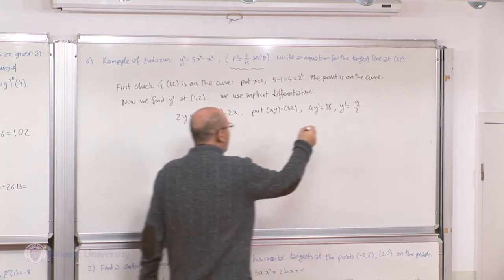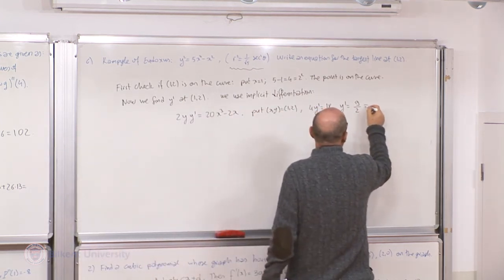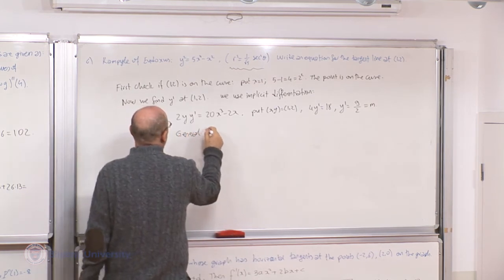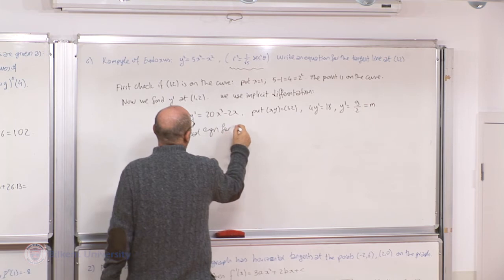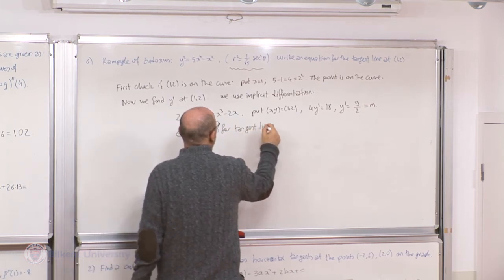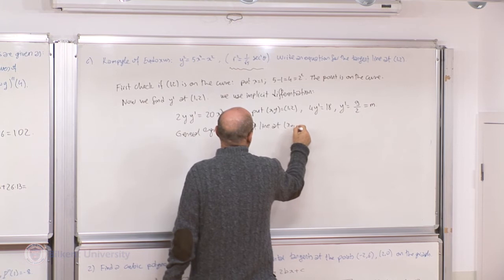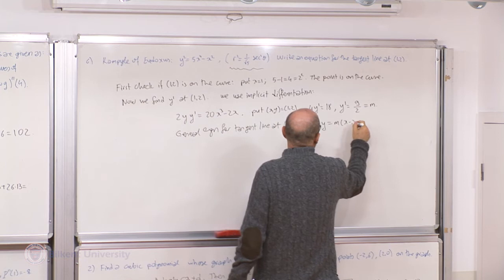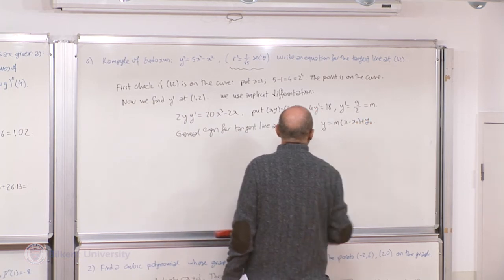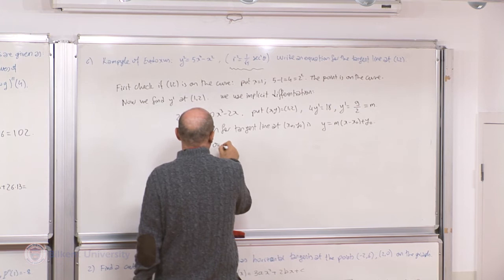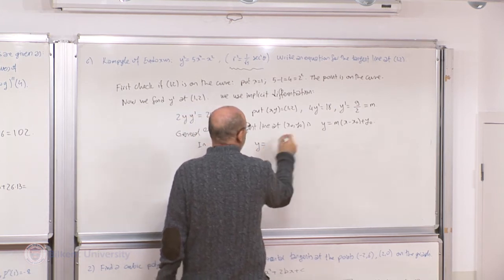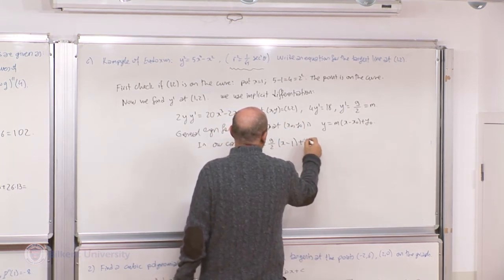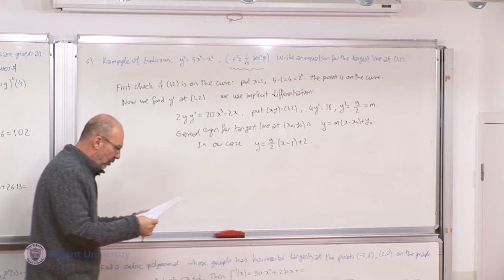Let us call this m. The general equation for the tangent line at x sub 0, y sub 0 is y equals m times x minus x sub 0 plus y sub 0. In our case, y is equal to 9 over 2 times x minus 1 plus 2. Okay, so this is the equation.